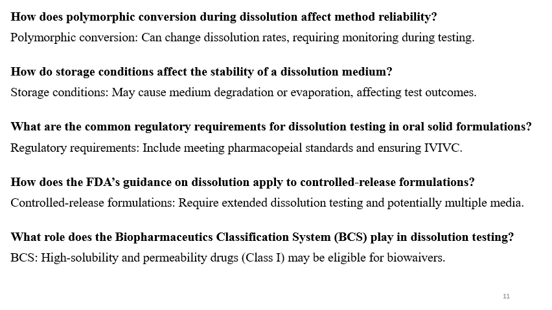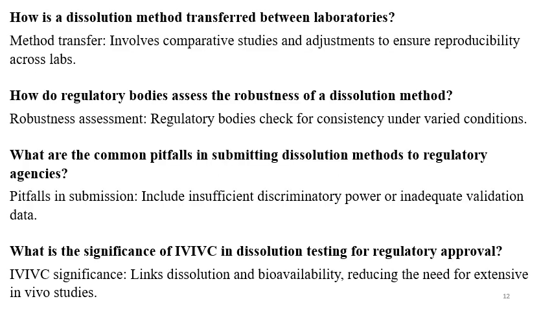What role does the biopharmaceutical classification, that is BCS, play in dissolution testing? Generally BCS class 1 and 3 drugs are eligible for biowaivers, while BCS 2 and 4 are not eligible. How is the dissolution method transferred between laboratories? Method transfer involves comparative studies and adjustments to ensure reproducibility across labs and across the sites. How do regulatory bodies assess the robustness of the dissolution method? Regulatory bodies check the consistency under varied conditions, and that's how they check the robustness.